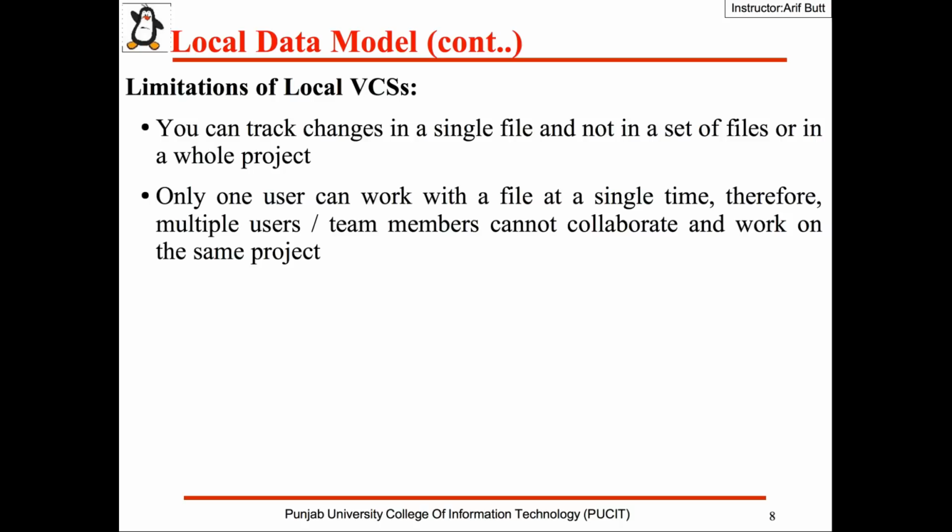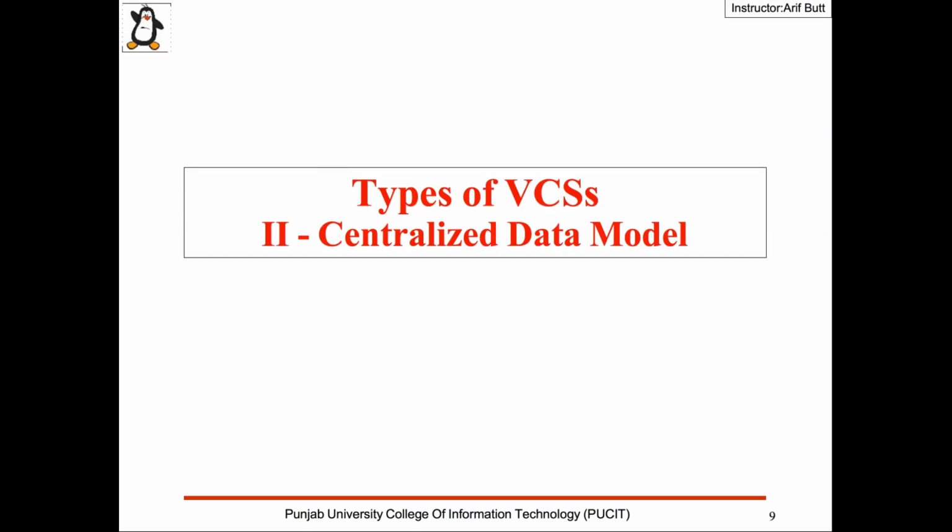Well, there are limitations to the local data model. You can track changes in a single file and not in a set of files, and only one user can work with the file at a single time. So multiple users or team members cannot collaborate and work on the same project. So let's talk about the second type, that is the centralized data model.